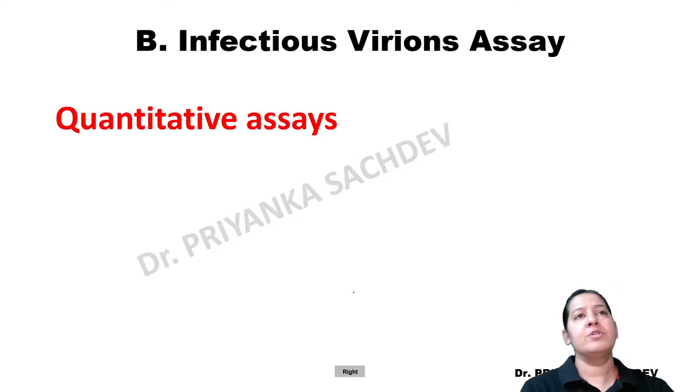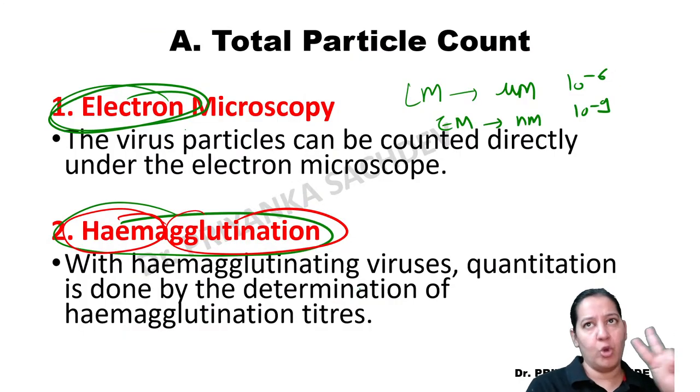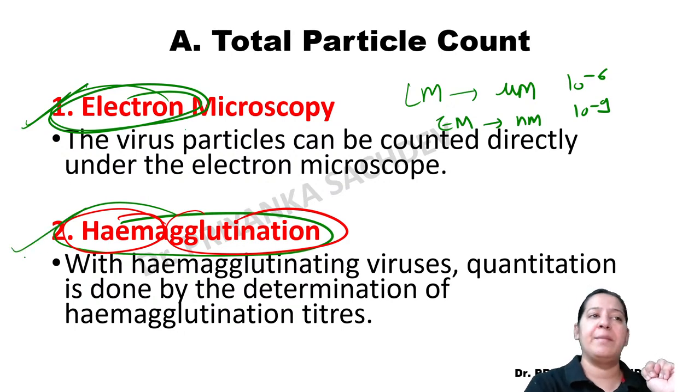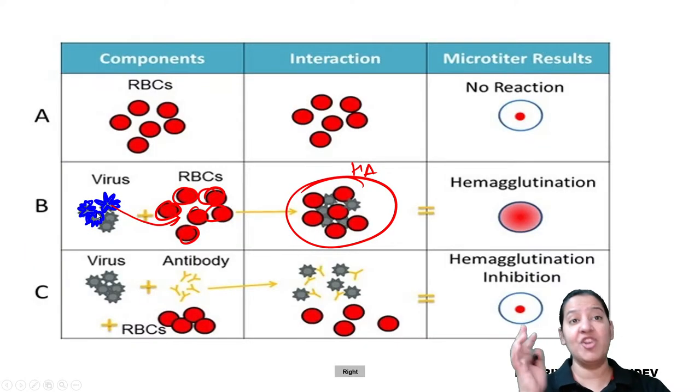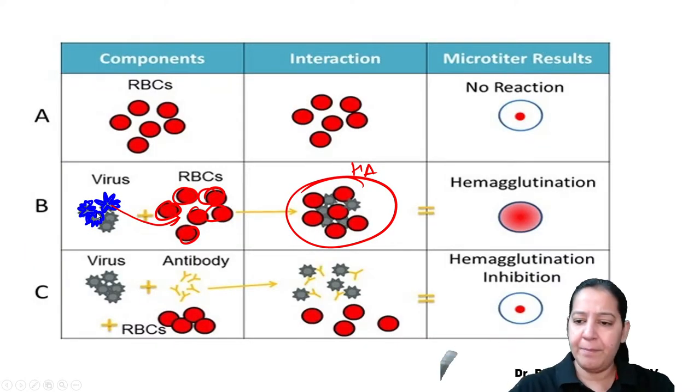Give me a thumbs up. So there are two assays for the total viral count. Either you do electron microscopy or you do heme agglutination test. Give me a thumbs up. Have you got what is heme agglutination test, or should I tell you again? So in test tube, how do you perform it? Okay, you got my point, yes or no?